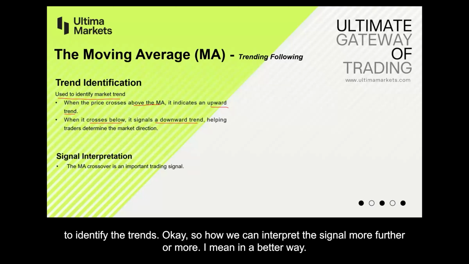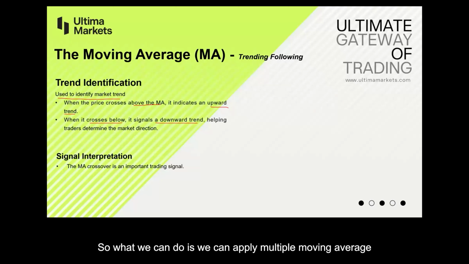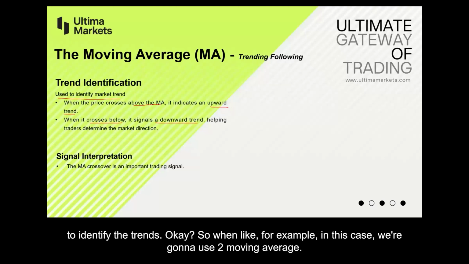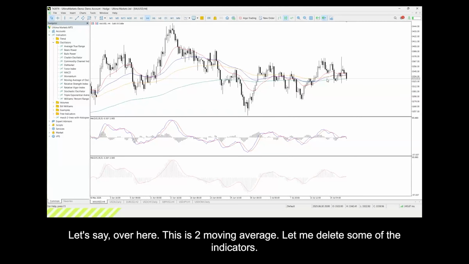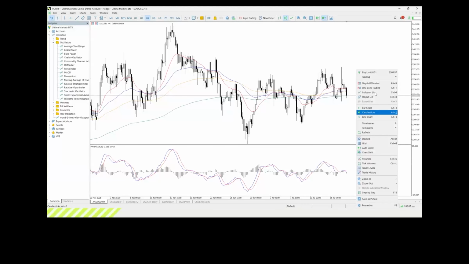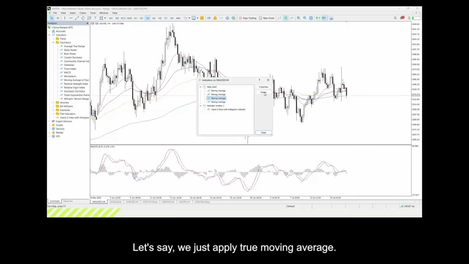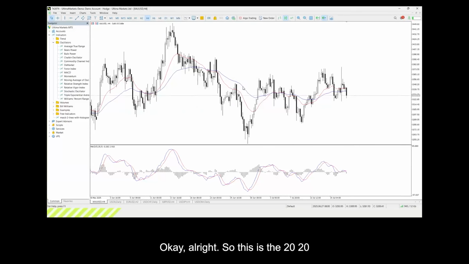So how can we interpret the signal further, in a better way? What we can do is apply multiple moving averages with different settings, different parameters, to identify the trends. For example, in this case, let's use two moving averages. Let me delete some of the indicators. Let's say we just apply two moving averages. All right, so this is the 20.